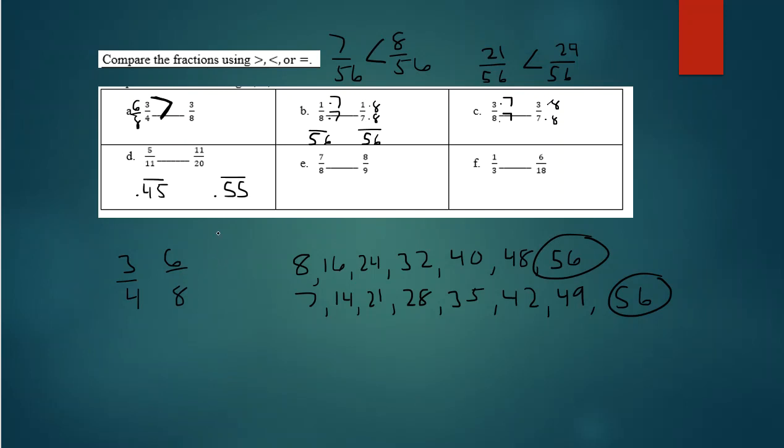Okay, and so then if I do that, I know that 0.55 is greater than 0.45. 0.45 is less than 0.55. Okay, let's go ahead and look at the next one.